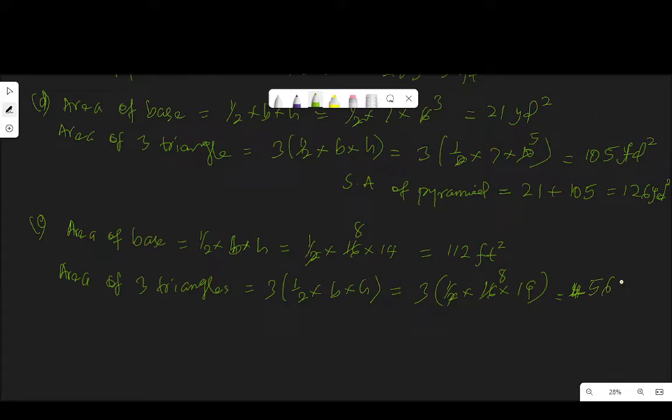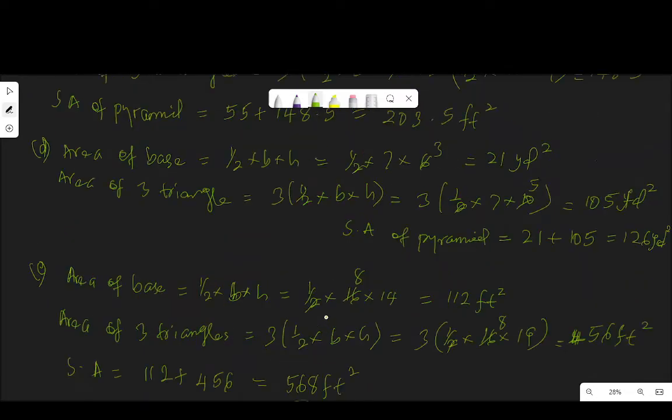456 feet square. Now, the surface area of the pyramid is the area of the base, which is 112, plus the area of the three triangles, which is 456. 112 plus 456 is 568 feet square. That is the surface area of that pyramid.